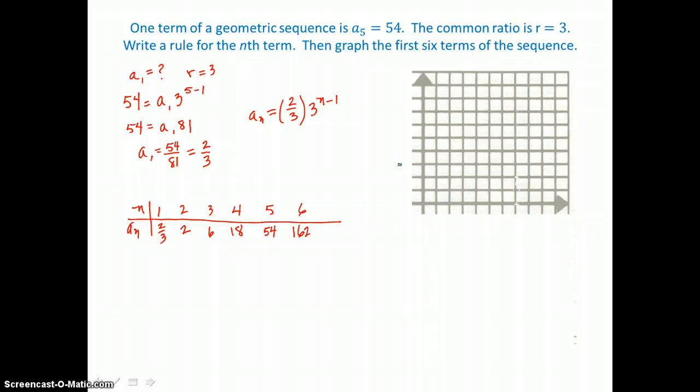So now graphing, I'll label these axes. And graph first 1, 2/3, close to the x-axis. 2, 2, we're moving further from the x-axis. 3, 6, a little further. 4, 18. 5, 54. We're taking that sharp turn as an exponential growth curve would. And 6, 162. So you can see that these points do form an exponential growth curve.